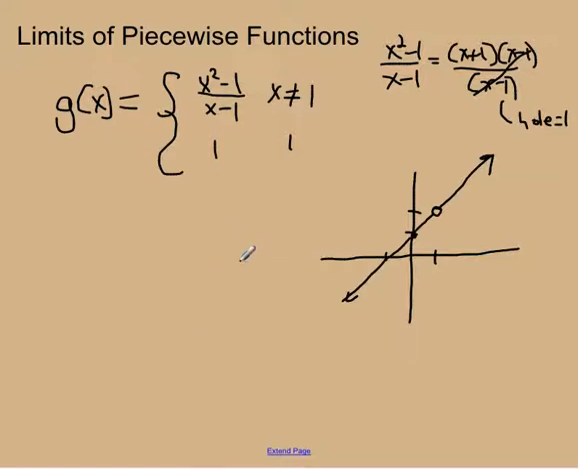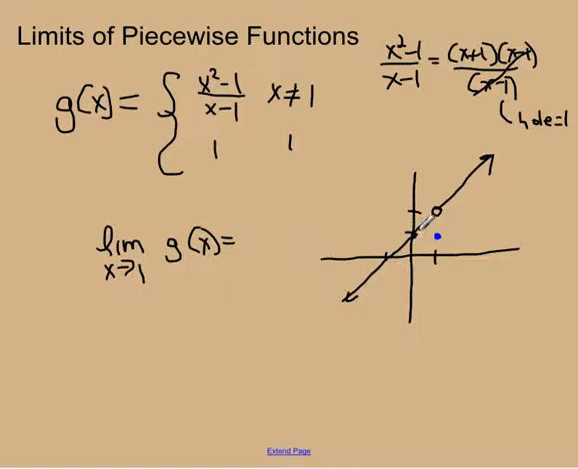So now we're going to ask the question as to what is the limit as x approaches 1 of g of x. Okay, so I didn't quite finish graphing this piecewise function. I graphed the first half, and then it says at 1, it's 1, so it's going to be a point right there. So the graph comes up, has a hole, and has a point right there. So now the question is, what is the limit as x approaches 1 of g of x?